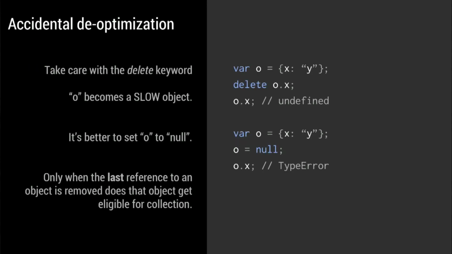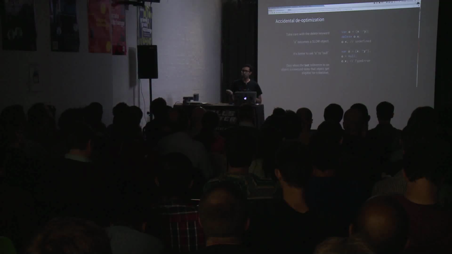So, although I'm saying try to be careful when using delete, you're almost certain to find it in many popular JavaScript libraries. It certainly has a place in the language. There are valid uses of it, but the main takeaway here is just to avoid modifying the structure of hot objects at runtime. So in this case, what we probably should have done instead of using the delete keyword is just nullifying the object so that it could be properly garbage collected. Because only when the last reference to an object is removed does that object become properly eligible for collection.